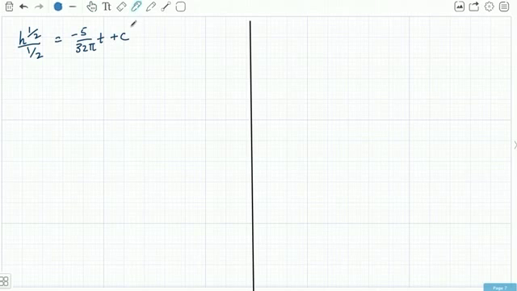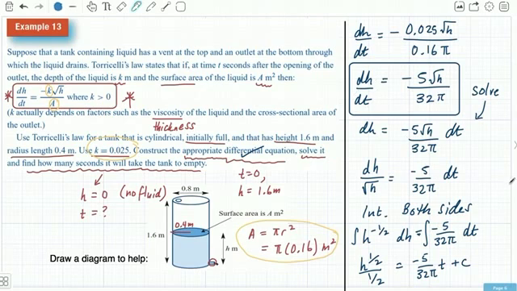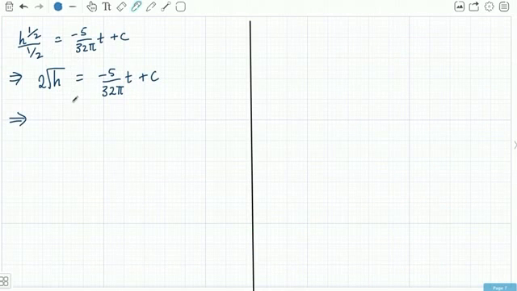So the half is going to flip up and become 2h, and this is going to be the square root of h equals negative 5 on 32 pi t plus c. Now because we were looking at dh/dt, let's solve this now for h. So we're going to solve for h.